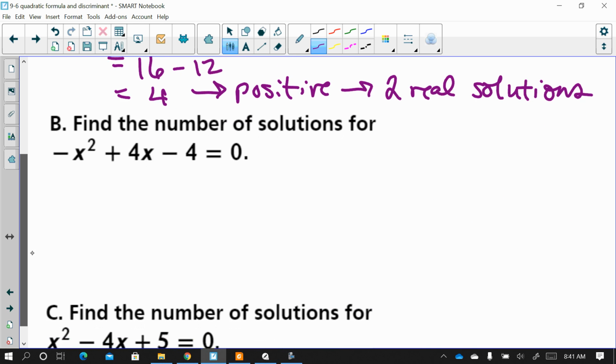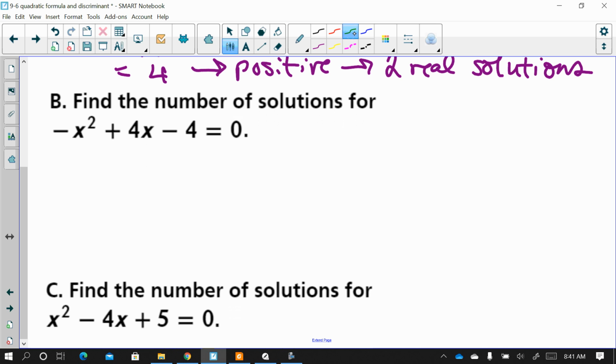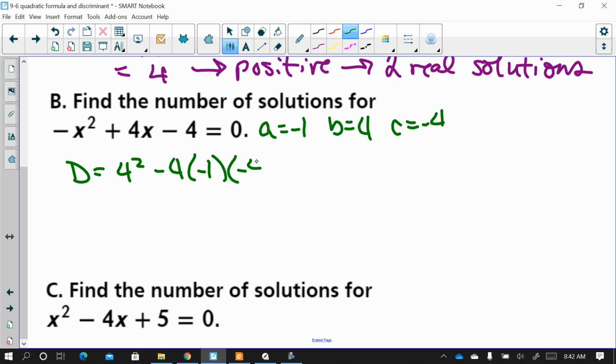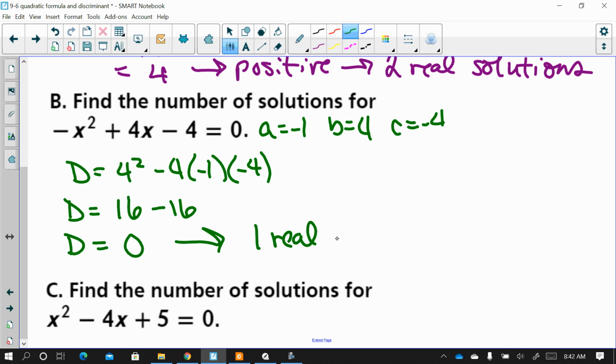Okay, let's look at the next one. Again, write down what a, b, and c are. A is negative 1, b is 4, c is negative 4. And we're going to do b squared minus 4 times a times c. 4 squared is 16. Negative 4 times negative 1 is a positive 4, times a negative 4 is a negative 16. Discriminant is equal to 0. Therefore, there is 1 real solution.